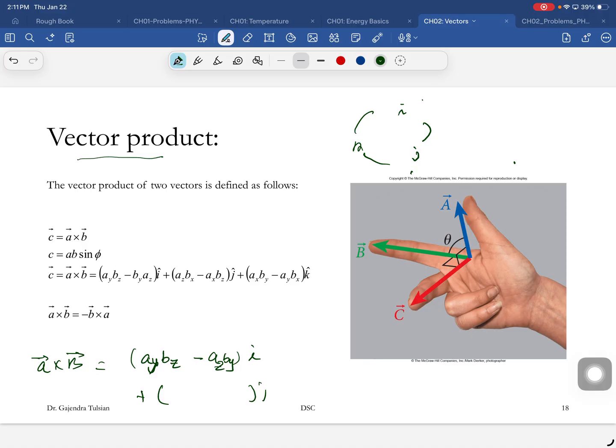Okay, so now this is easy to remember. If you have parallel vectors, how do you define the perpendicular plane? You can't. That's why it's 0. Anti-parallel vectors, you can't. This is not defining a plane. You can't define a perpendicular. All right? Mathematics makes sense.